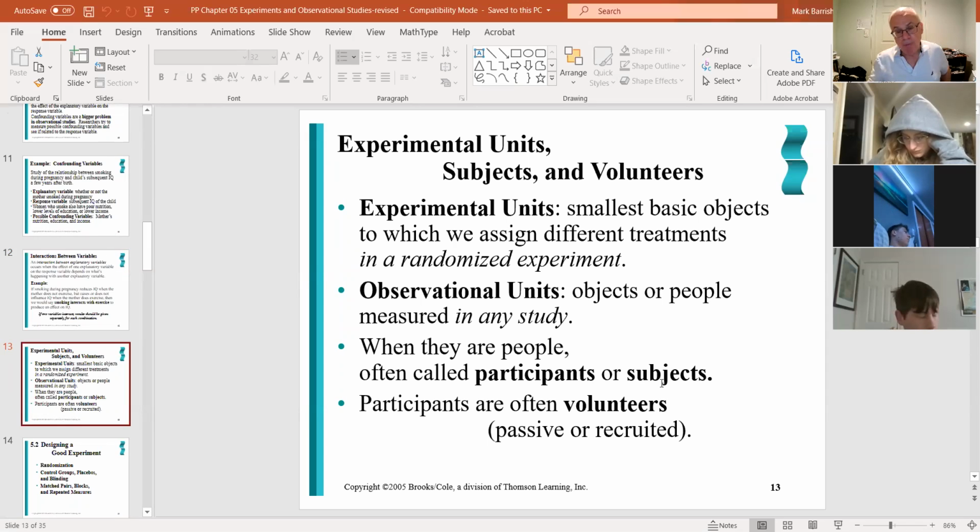They're not being randomly chosen by a sample. They probably should be, but they're typically not. And therefore, we can't generalize typically. Many people do it anyway, but we can't generalize the results to a larger population if the participants are volunteers.